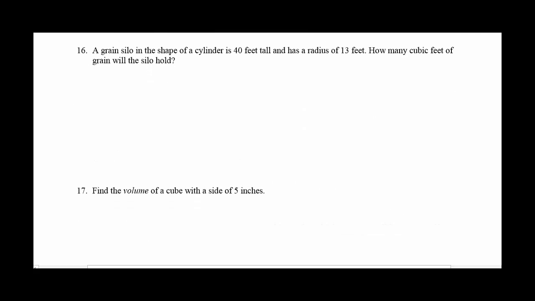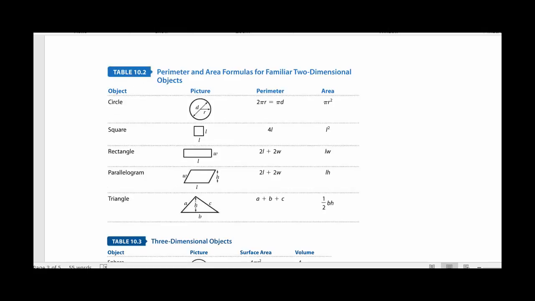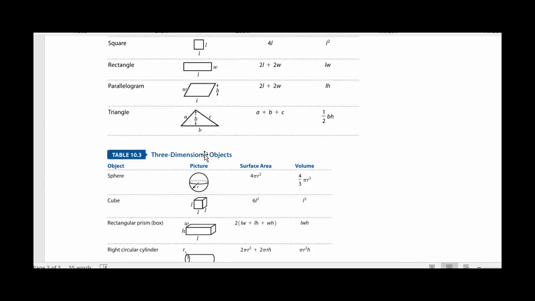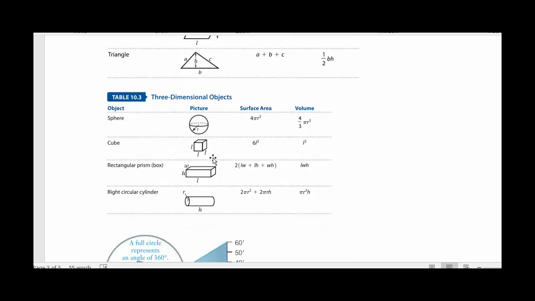Number 16, a grain silo in the shape of a cylinder is 40 feet tall. So remind ourselves of what a cylinder looks like. It's 40 feet tall, has a radius of 13 feet. How many cubic feet of grain will the silo hold? So let's go look at our formula chart. And the volume of a cylinder right there is pi r squared h.